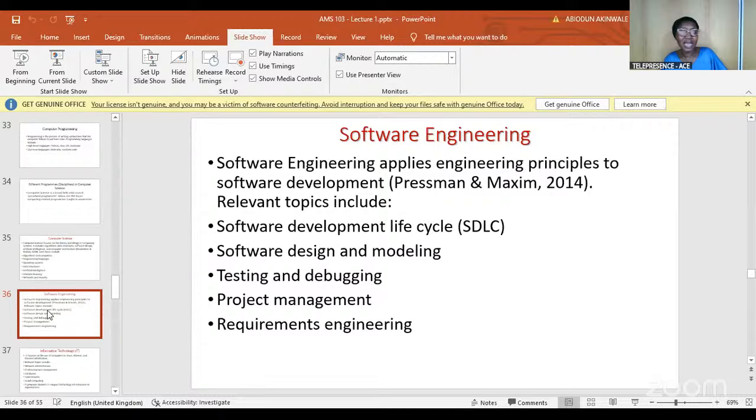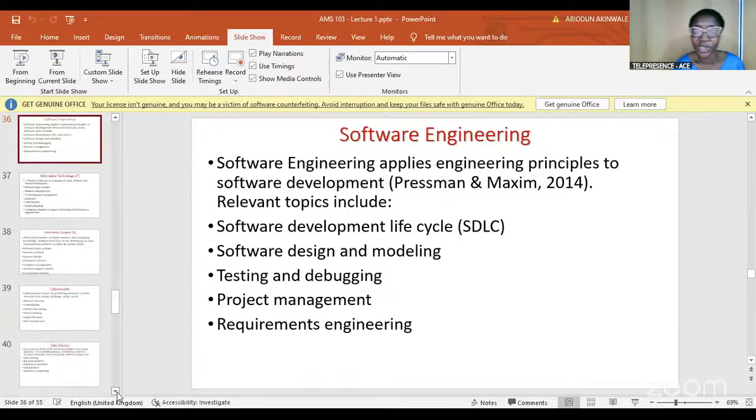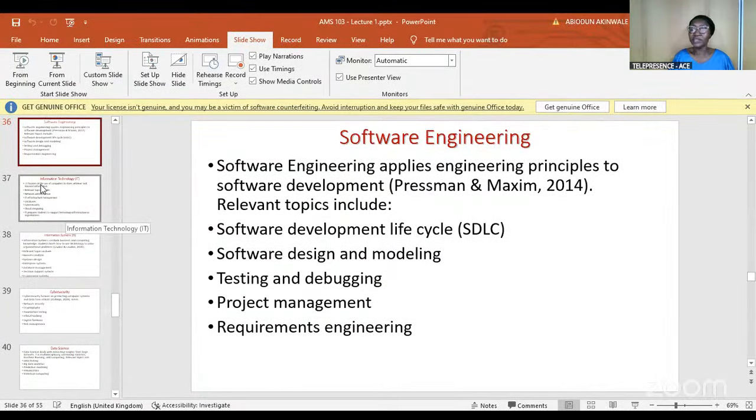So on the next slide, we are looking at software engineering. So maybe your friend is there, maybe even on OAU campus, for software engineering. So come and see some of what they do here. They apply engineering principles to software development. So they are software developers. The software engineers are software developers. So everything about the software development life cycle, design and modeling, testing and debugging.